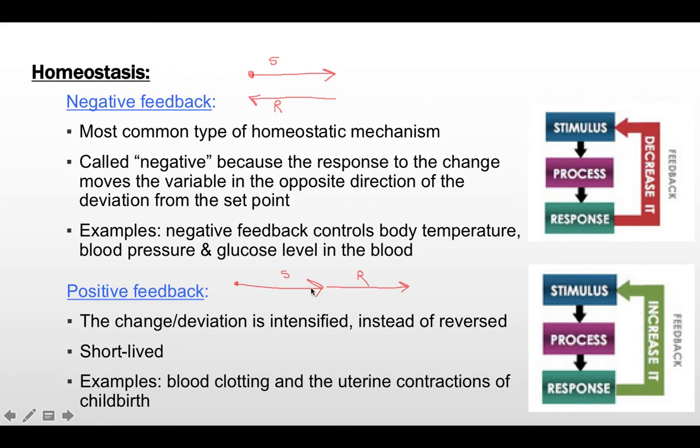So a small contraction triggers a larger contraction, which triggers more frequent contractions, eventually opening up the cervix until it is wide enough to deliver the baby. And so that's a situation where we wouldn't want to go backwards. Same with blood clotting. If we have a little bit of blood starting to clot at an open wound, we want to continue that blood clotting until it is closed up. So positive feedback.